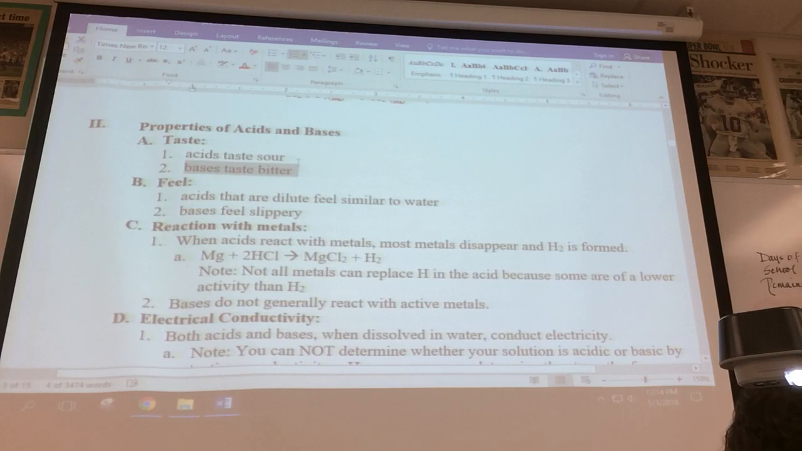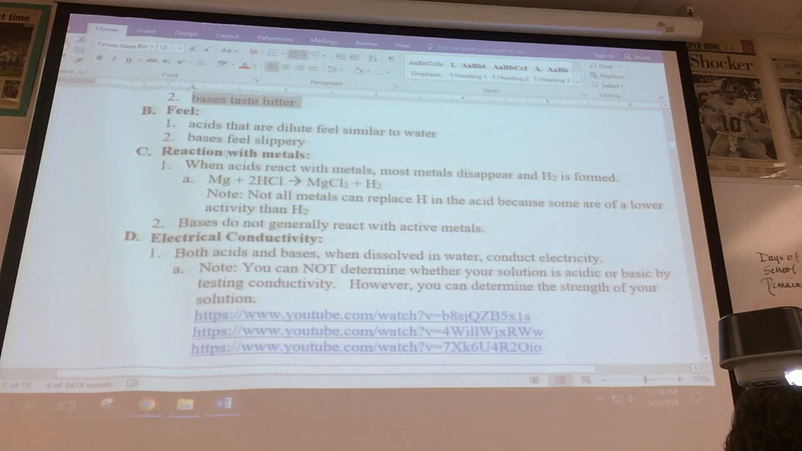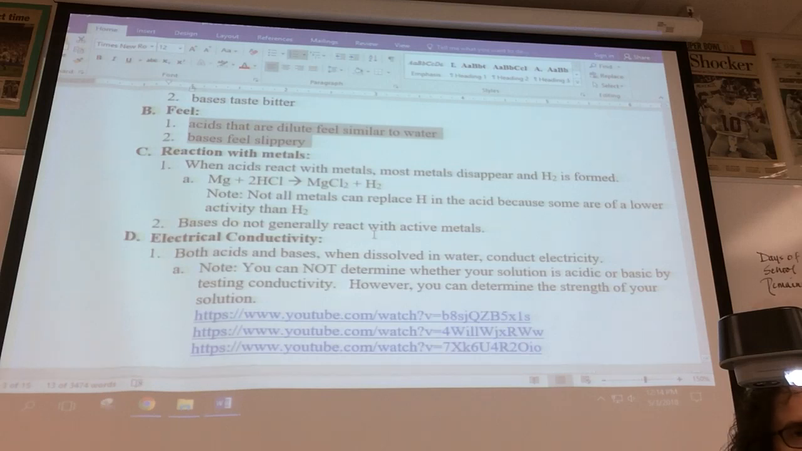So your bases taste bitter, but we don't eat many foods that are bases. If you were to feel acids and bases, you certainly would not want to touch a concentrated acid like the 12 molar we used the other day because that'll burn a hole through your finger. But dilute acids, like with 0.1 molar concentration, feel just like water.